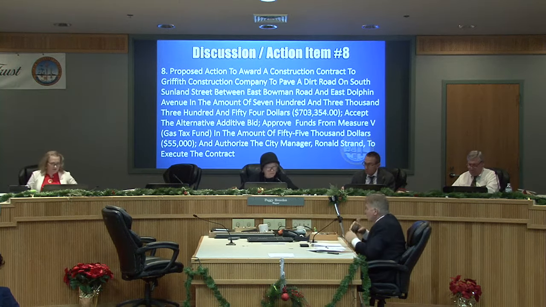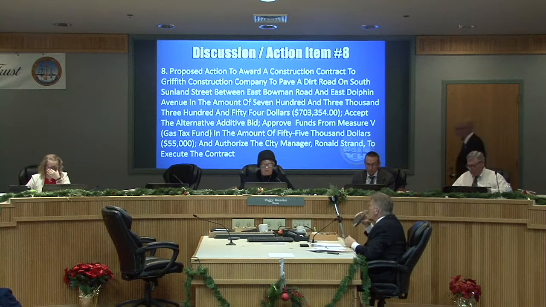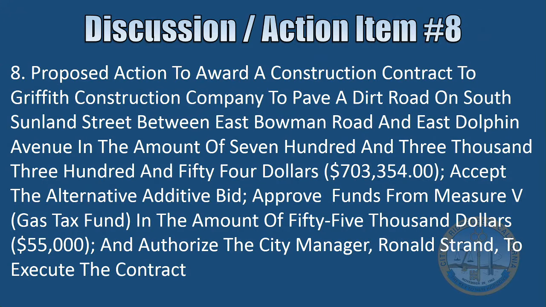Okay, the next item is item number 8, a proposed action to award a construction contract to Griffith Construction Company to pave a dirt road on South Sunland Street between East Bowman Road and East Dolphin Avenue in the amount of $703,354. Accept the alternative additive bid. Approve funds for Measure V gas tax fund in the amount of $55,000 and authorize the city manager, Ron Strand, to execute the contract.